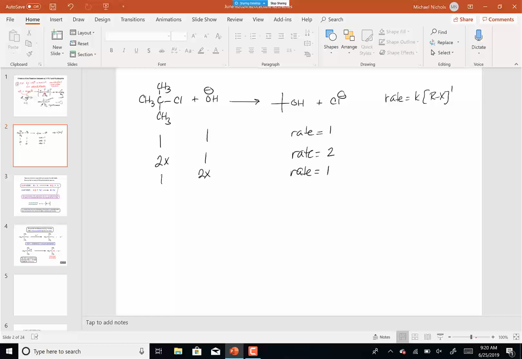So what could we write the rate equation to be? What would be the order of the nucleophile if the rate doesn't change? 0. Because anything to the 0 power is 1. So that means the rate equation boiled down to only being dependent on the concentration of the alkyl halide to the first power.